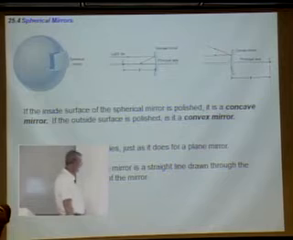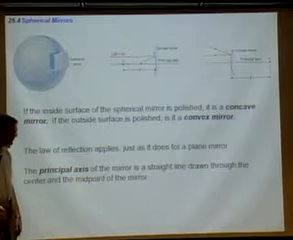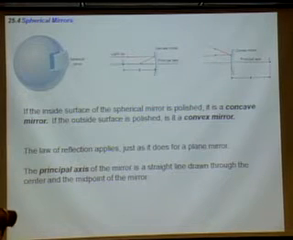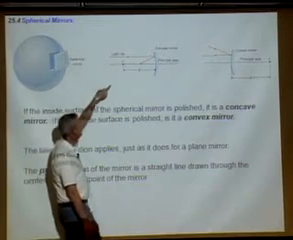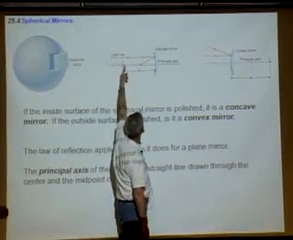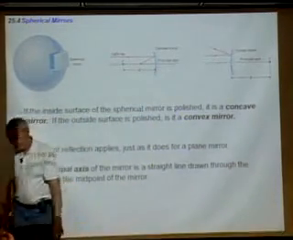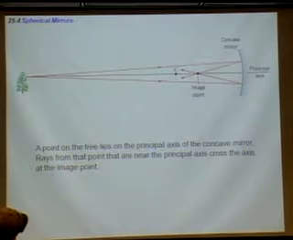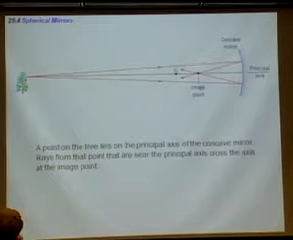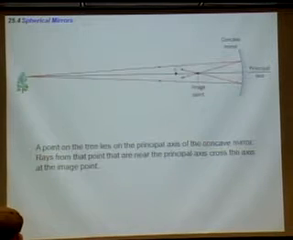Sorry. Okay, now, the law of reflection applies, just as it does for a plane mirror. The principal axis of the mirror is a straight line drawn through the center and the midpoint of the mirror. Okay? So right here is your principal axis. Now C represents the center, and R is your radius of curvature of the mirror.